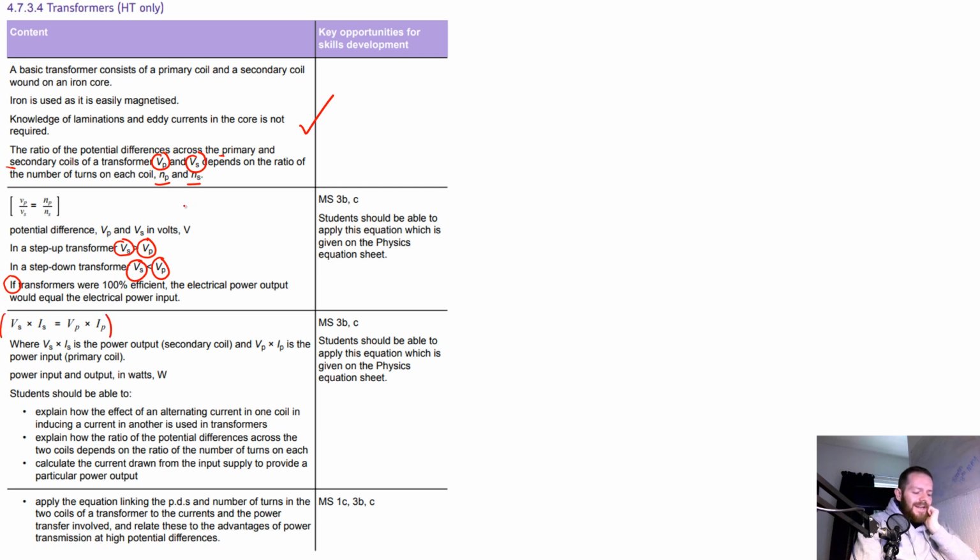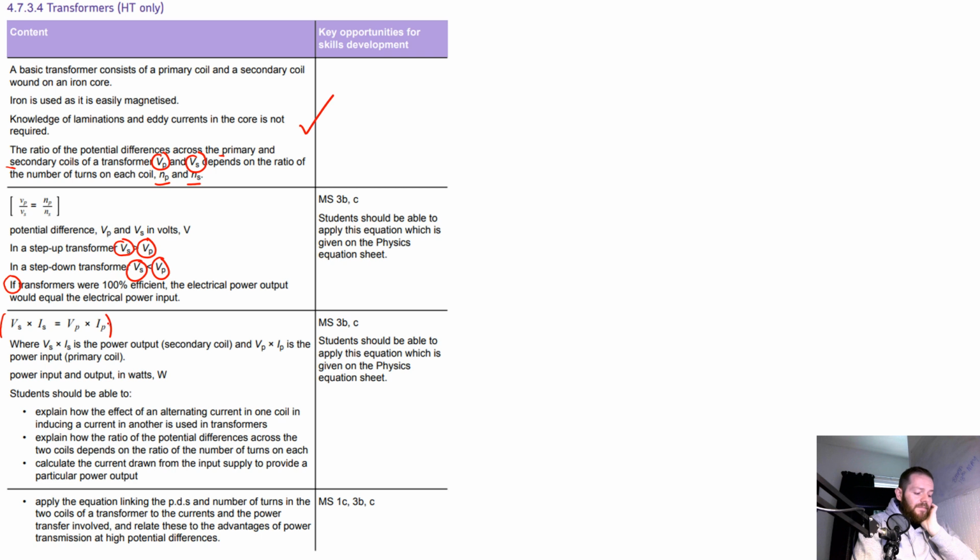And now we've kind of talked about what the P and the S mean. This probably should make sense. VS, so the voltage on the secondary coil, multiplied by IS, the current. Remember, the old word for current was impedance, that's where the I comes from. So the voltage on the secondary coil multiplied by the current on the secondary coil will be equal to the voltage on the primary coil multiplied by the current on the primary coil.